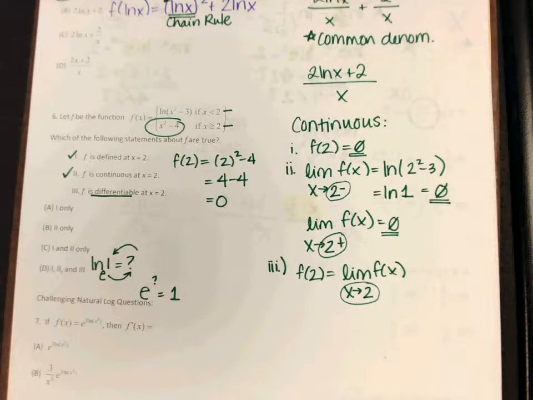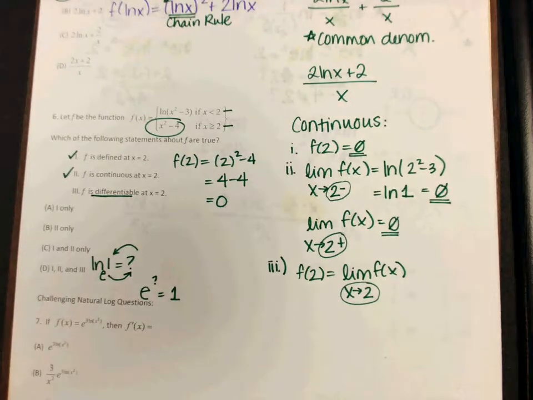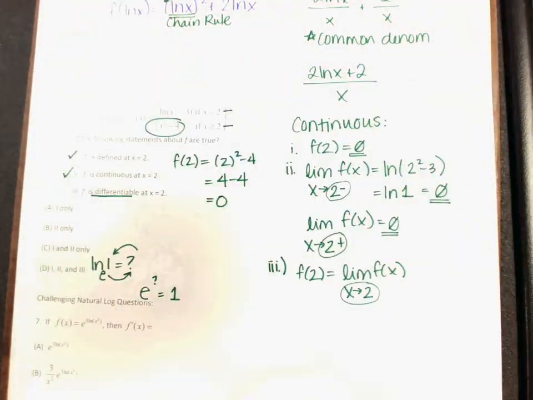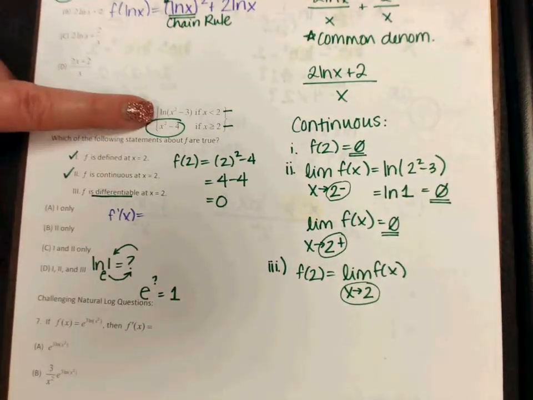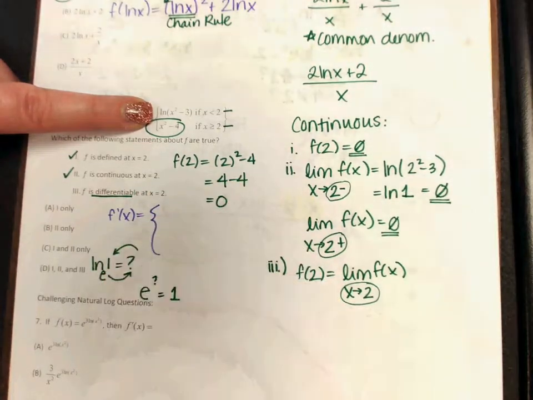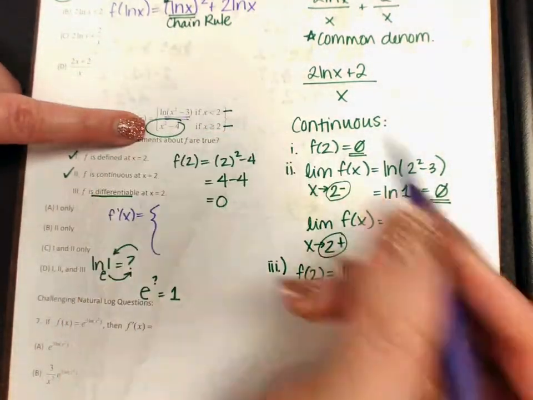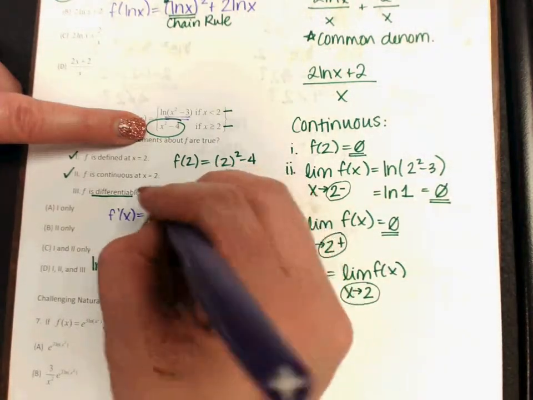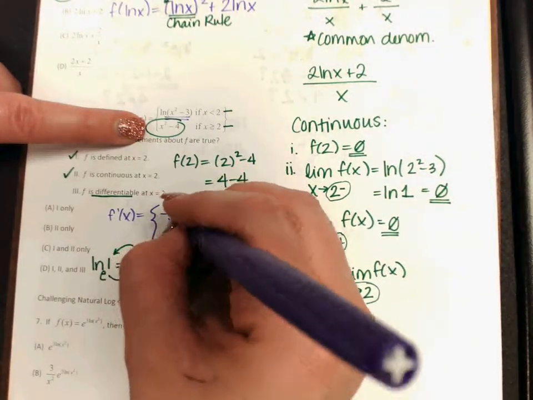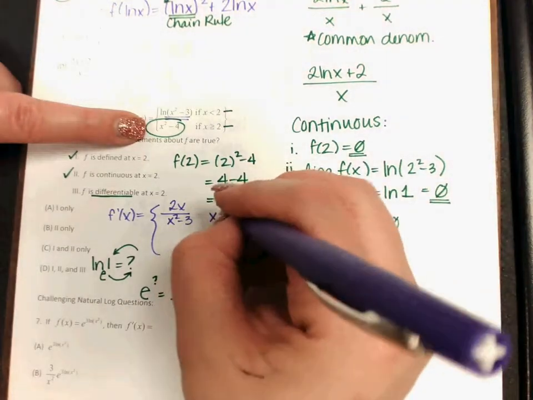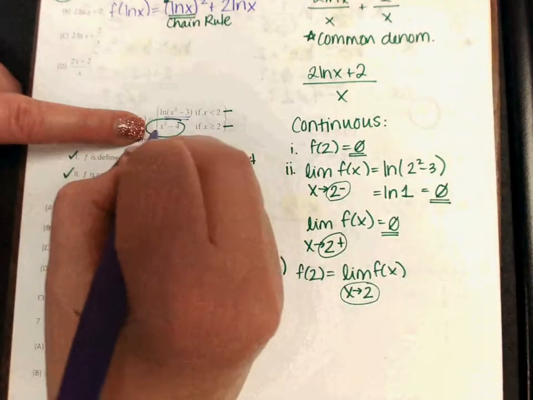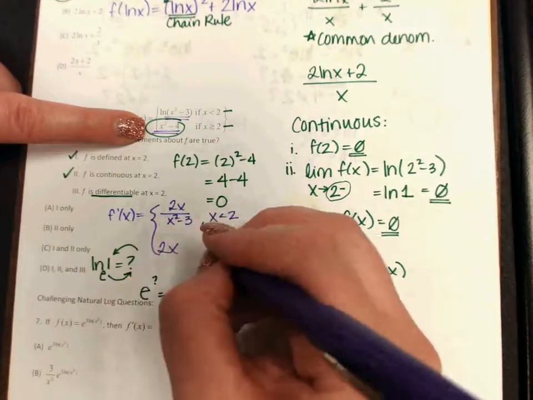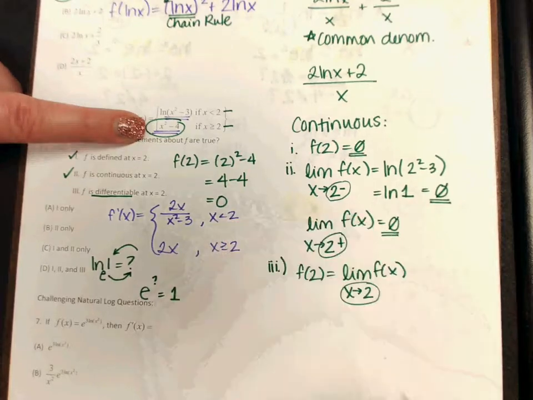So I'm going to take the derivative of my piecewise function. If I take this right here, f prime of x is going to be the derivative of ln of x squared minus 3. Well, remember, that's going to be u prime over u. If this is my u in here, then u prime is 2x over u, which is x squared minus 3. That would be for x less than 2. And then for greater than 2, I'd take the derivative of the bottom part here, which is just 2x. That would be for x greater than or equal to 2.